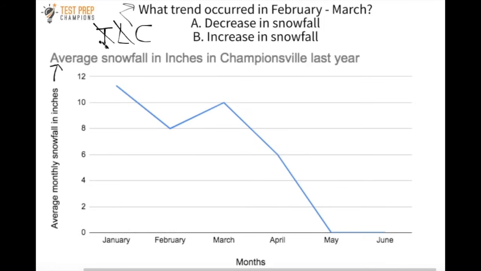So remember, the title of the graph and the labels give us the big picture, but the actual question is going to tell us what part of the graph to look at, because not all the information on the graph is going to help us get this right.